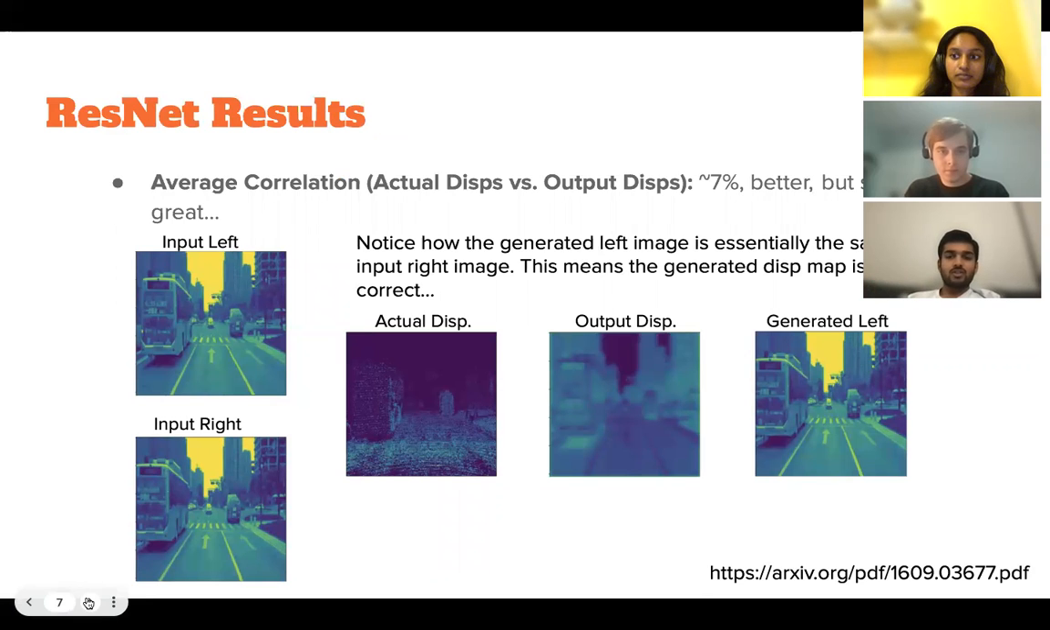So average correlation this time is about 7%, so it's better, but still not great. In particular, notice how the generated left image on the right actually very closely matches the right image. So it's not really generating a left image. And this is because our disparity map is just not that great.